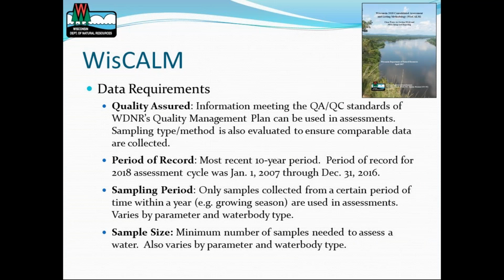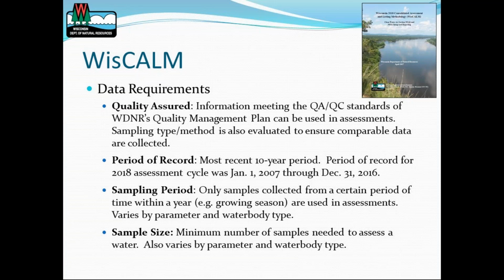So data requirements are outlined in WisCALM. We want to have data that is quality assured based on our quality management plan. So this means that we want to have data that's the same, collected in the same way, and it's comparable across the state and across time. We outline a specific period of record that we would like to use. So we usually use the most recent 10-year period. And for the 2018 cycle, that was 2007 through 2016.